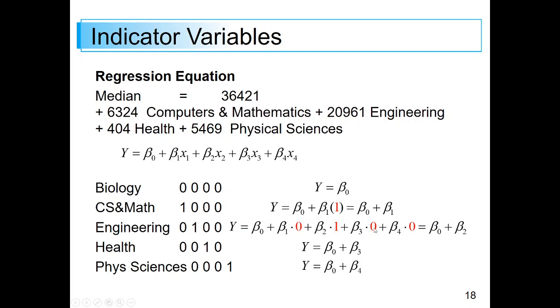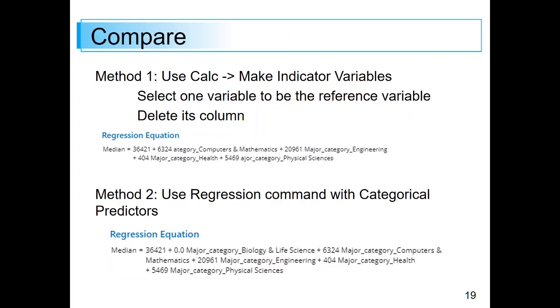For computer science and math, we'd put 1 in for x1 and zeros everywhere else. And so its estimate would be beta naught plus beta 1. Engineering, 0, 1, 0, 0. The beta 1, beta 3, and beta 4 cancel off and we get beta naught plus beta 2, and beta naught plus beta 4 for the others. So this is a good way of using this. This is kind of an ingenious way of using the indicator variables for categories of your predictor when you have more than 2.